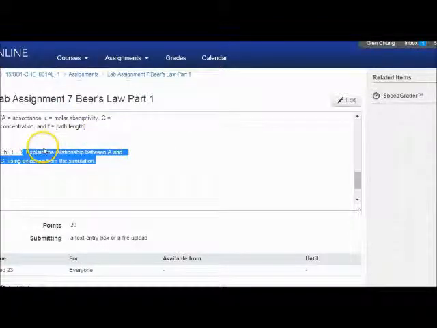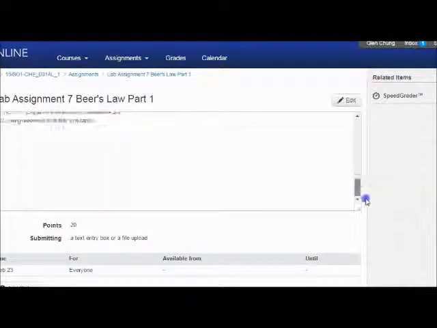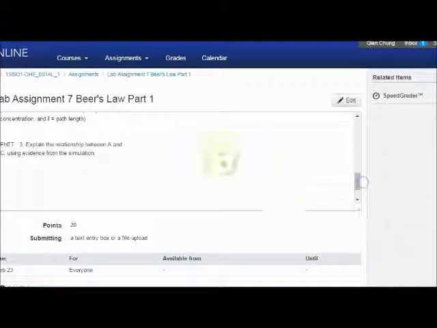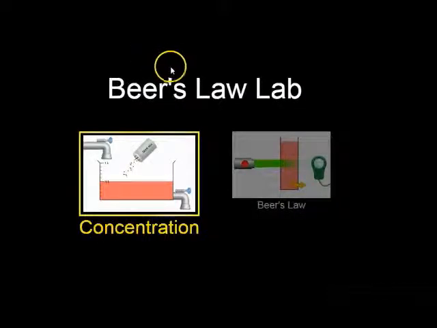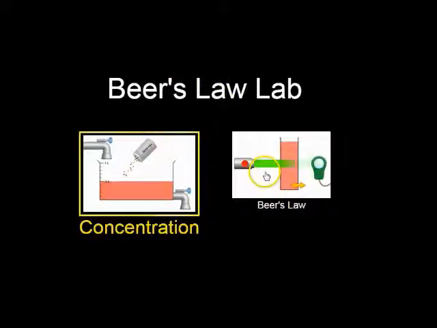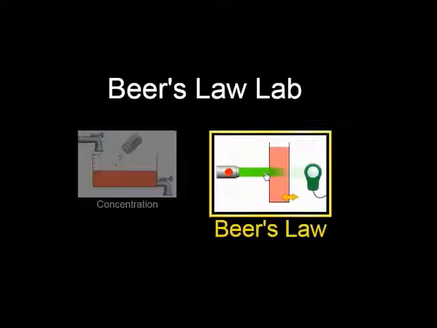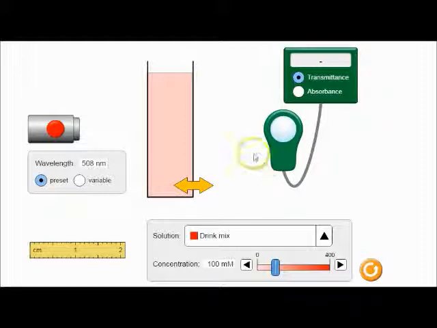So for part 3, the last part of this lab number 7, we need to use the Beer's Law portion of the lab. So using the link that I provided in the announcements, this is the Beer's Law lab. So I'll enter this lab now. Now this is a much different setup than what we had in the concentration virtual lab. So let me show you how this is different.